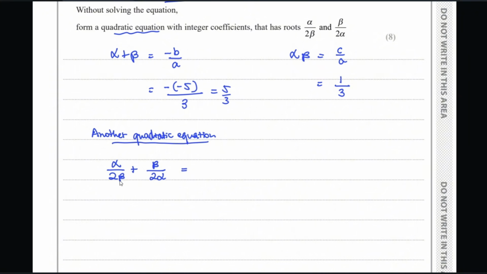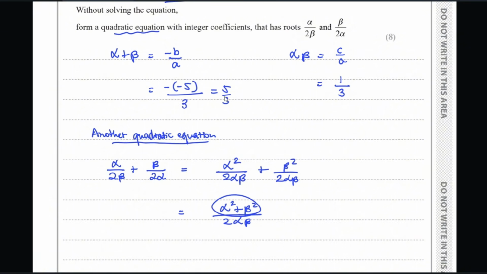So we just need to multiply alpha to 2 beta and the numerator, so that it becomes alpha squared over 2 alpha beta plus, and with this fraction we need to multiply beta to 2 alpha and beta to the numerator, so that it becomes beta squared over 2 alpha beta. So finally this becomes alpha squared plus beta squared over 2 alpha beta. So we can see that we can substitute 1 over 3 in place of alpha beta. That's good. But what about the numerator?